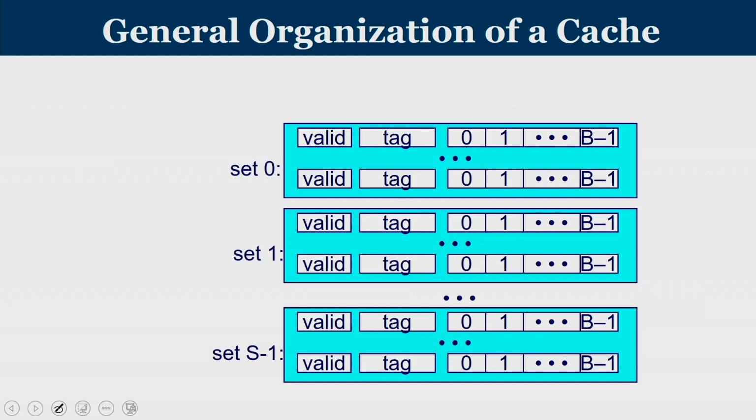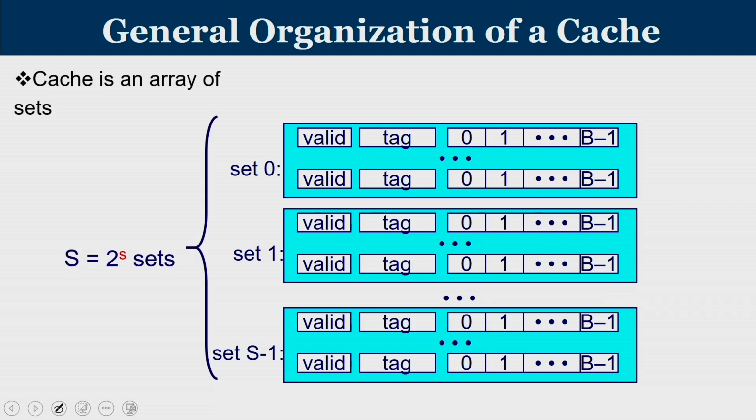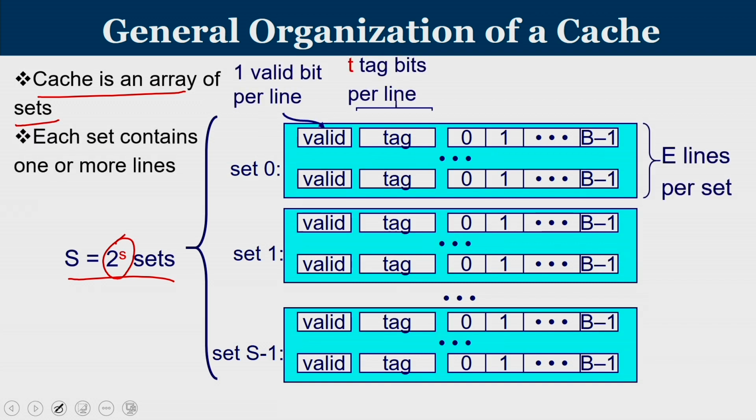Let us now look into the general organization of a cache. A cache memory is an array of sets. You can see this array of sets named set 0, 1, all the way up to S minus 1, where you assume you have S sets. This S can always be represented as a power of 2, let us say 2 power small s is equal to capital S. Now, each of these sets has multiple lines in it, so you have E lines per set, and E is also typically a power of 2.